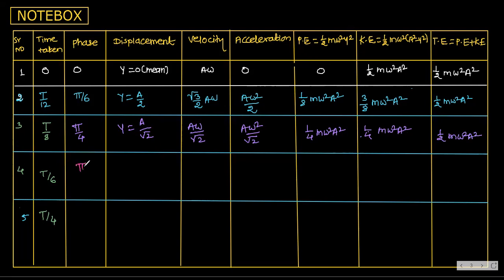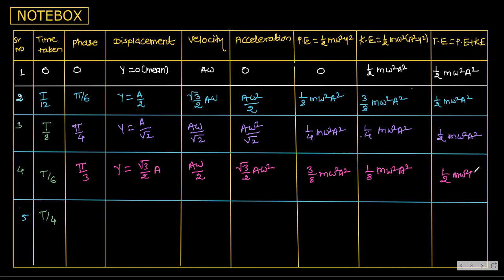Next one, 3 by 6. So here you are getting pi by 3, and y is equal to root 3 by 2 times a, and here velocity is a omega by 2, then acceleration is root 3 by 2 a omega square. This is 3 by 8 m omega square a square, and here it is 1 by 8 m omega square a square. Total energy, if you add, you are getting half m omega square a square.